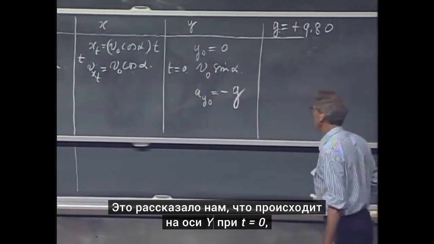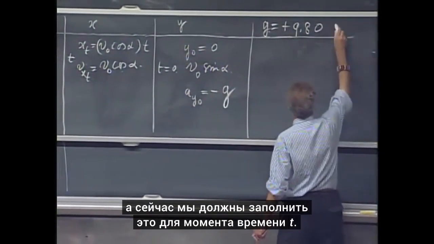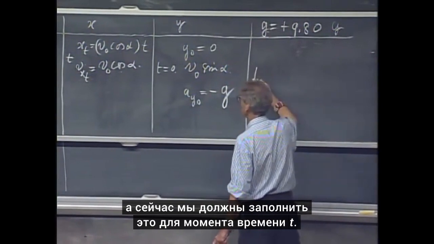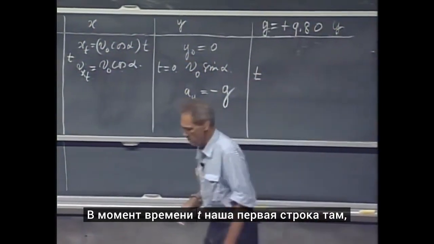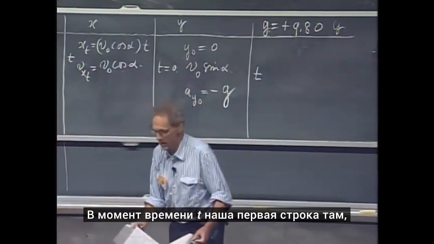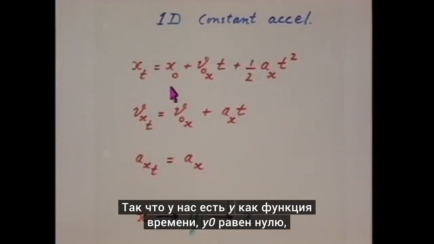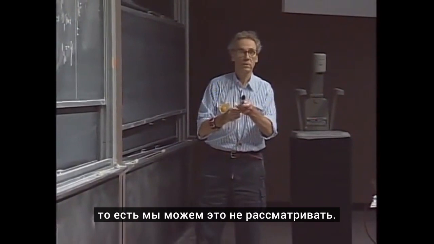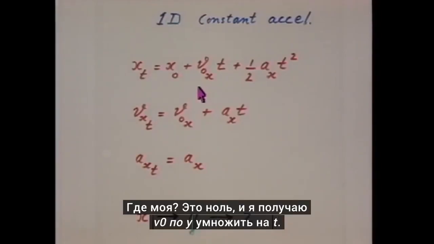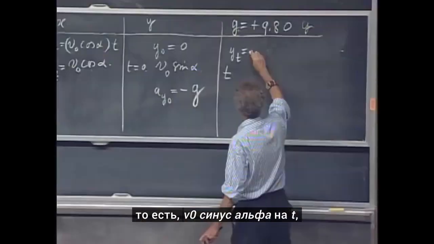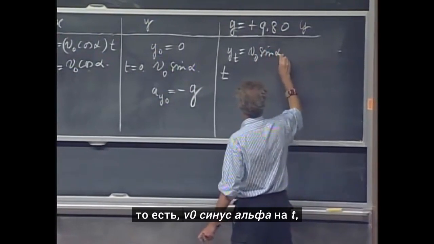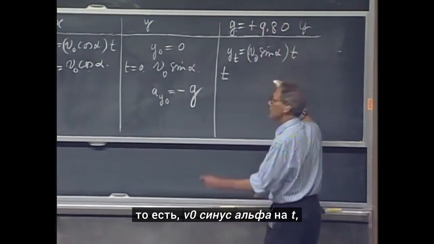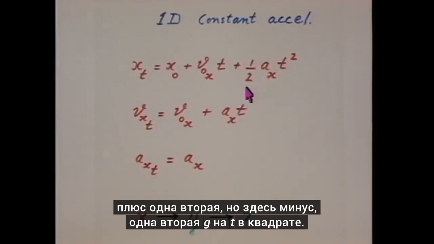So that tells the story at t equals 0 in the y direction, and now we have to complete it at time t equals t. At time t equals t, we have the first line there. y0 is 0, so we have y as a function of time. y0 is 0, so we don't have to work with that. So I get v0y times t, so I get v0 sine alpha times t minus 1/2 gt squared.